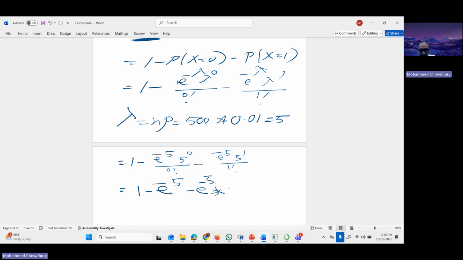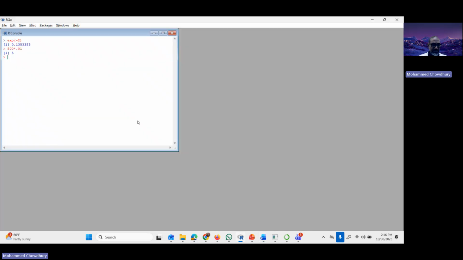Times 5. Okay, so let me compute it manually and then I use the R code so that we would not have a problem. 1 minus exp of negative 5 minus 5 times exp of negative 5. Right? This is the answer.